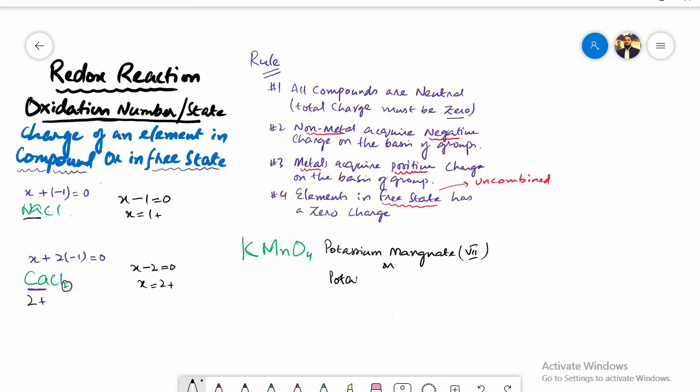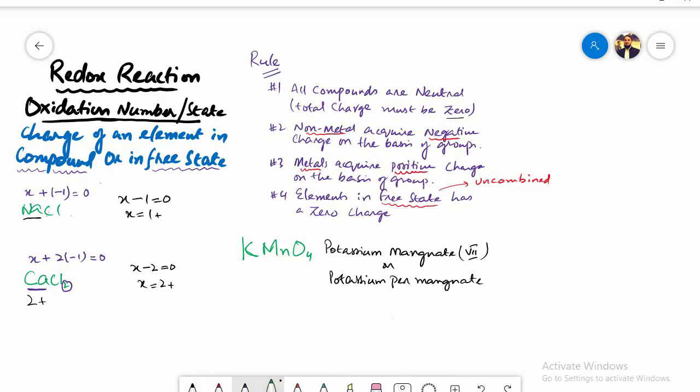or it is also called potassium permanganate, right? So either way, the convenient form is potassium manganate 7, which actually gives you the oxidation state of the compound. This is the oxidation state.